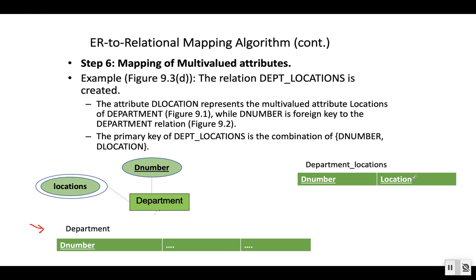Now we'll have an attribute location which will have the same domain as the location attribute, and we are going to have a foreign key D number which is going to reference the primary key of the department table. Now together D number and location will form the primary key of the department location table.